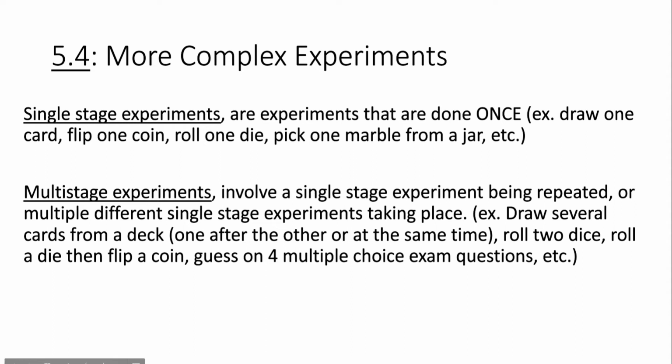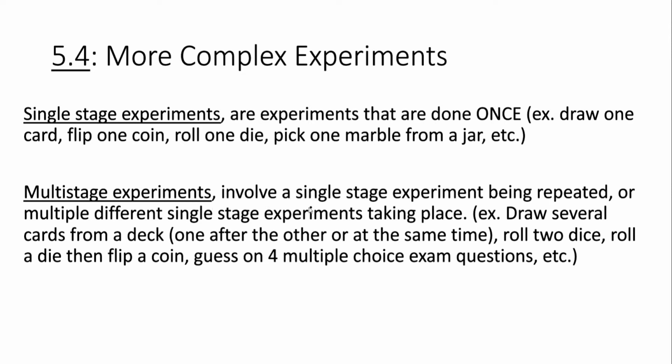In this video, we're going to start talking about more complex experiments. Single-stage experiments are experiments that are done once. For example, drawing one card from a deck, flipping one coin, rolling one die, picking one marble from a jar, or things like that. These are the types of experiments we saw in earlier probability videos for the course.